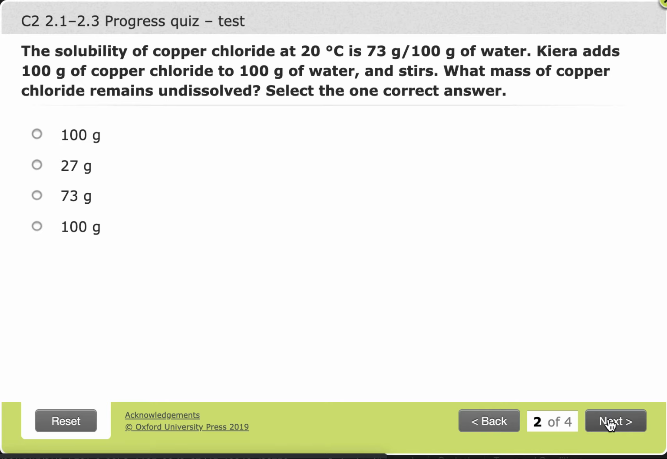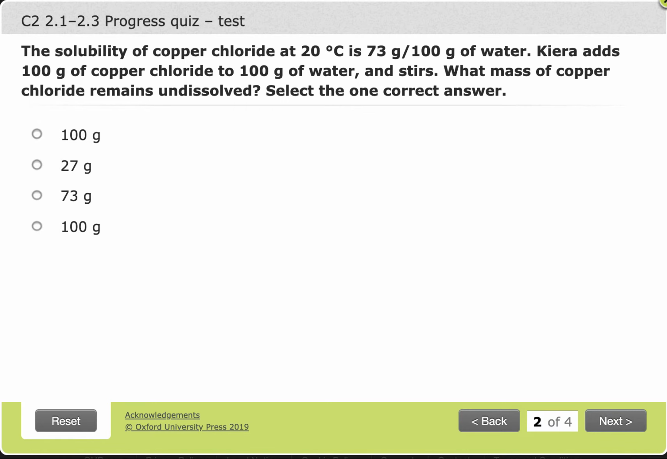We've got 100 grams of copper chloride and 100 grams of water. We're going to stir them together. Now we're told that the solubility is 73 grams per 100 grams. So what that means is that we are able to dissolve 73 grams of copper chloride in 100 grams of water. Well, we've added 100 grams of copper chloride, and we're asked how much remains undissolved.